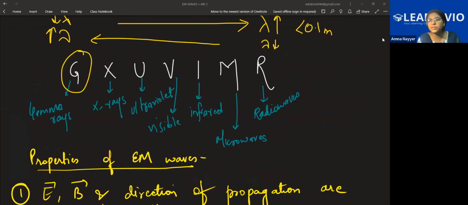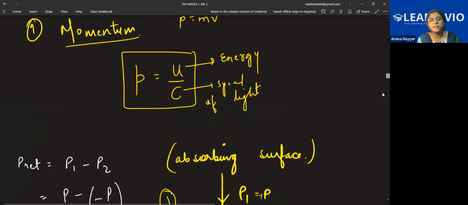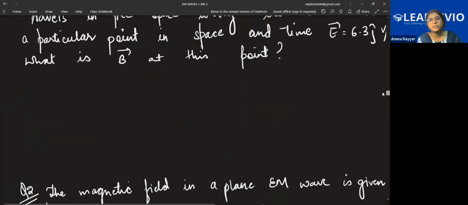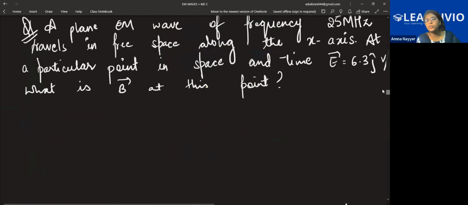Properties of EM waves also we have started. And all these properties, energy, density, momentum. Till momentum we have completed, intensity also. So we have to start directly from the numericals.